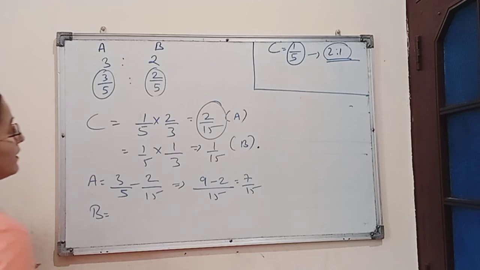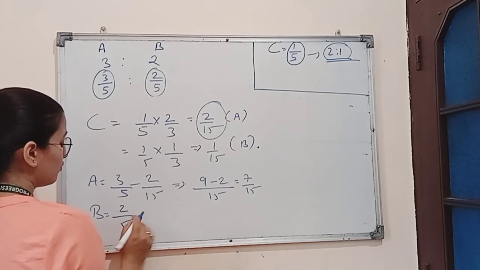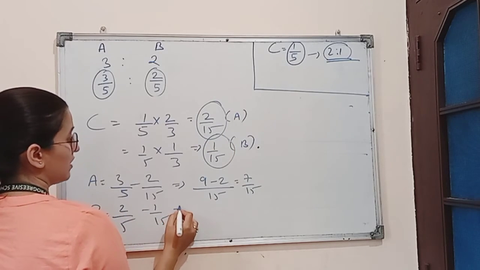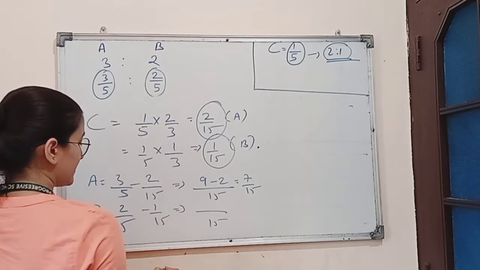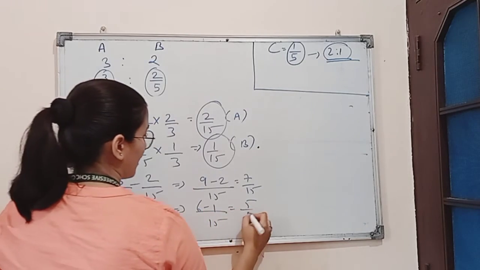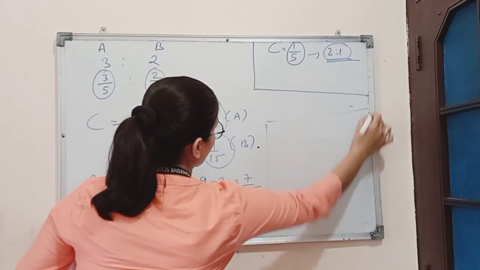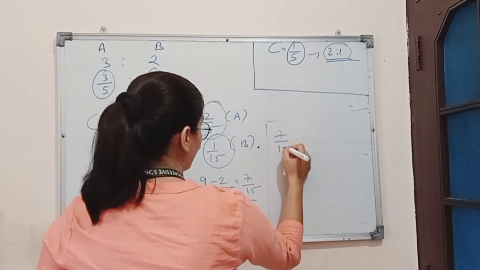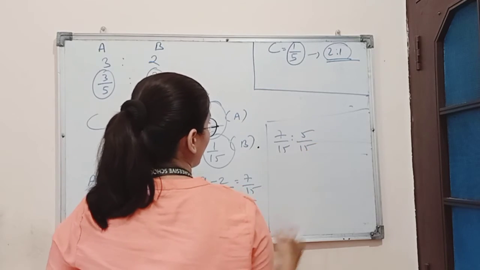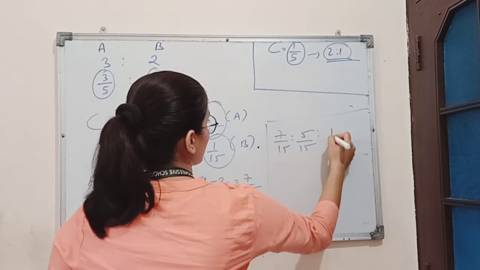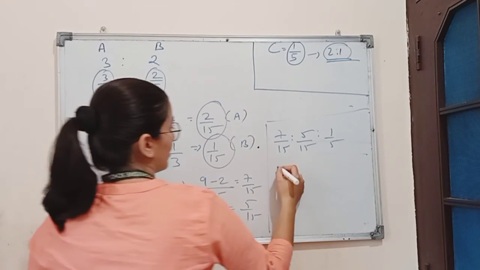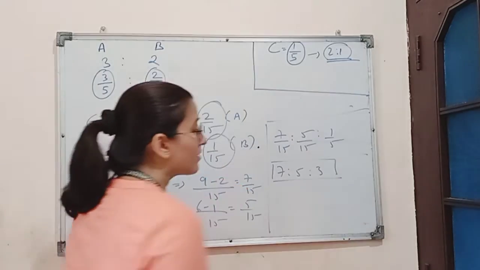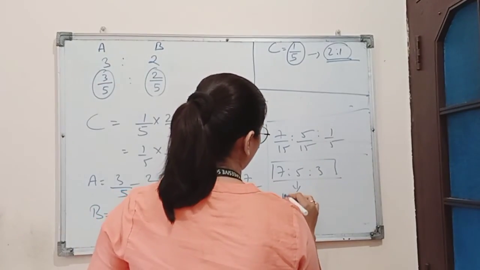Remaining share of B will be 2/5 is the old share and B has surrendered 1/15 to C. 15 is the LCM. 5/15. So by this we can easily calculate the new profit sharing ratio. A's remaining share is 7/15, B's is 5/15 and C's share is already given, which is 1/5. So the new profit sharing ratio among the three partners will be 7:5:3.